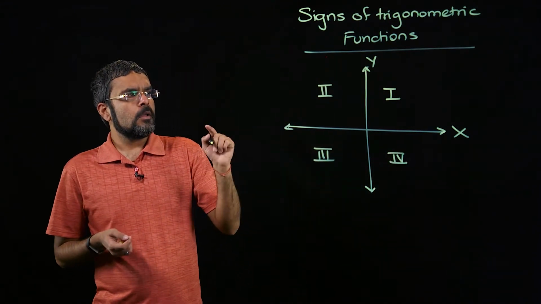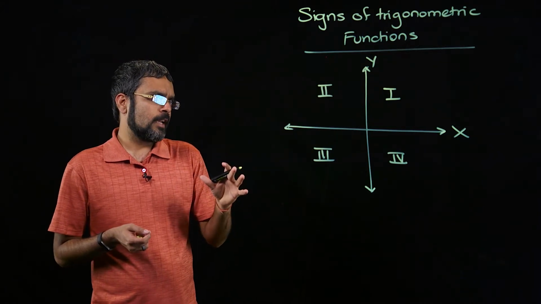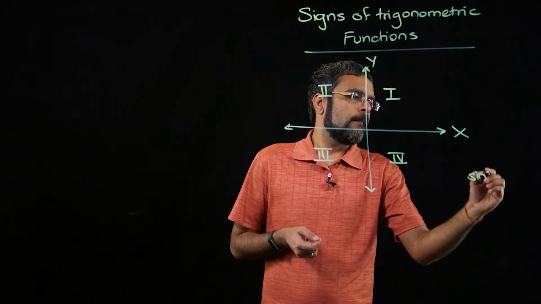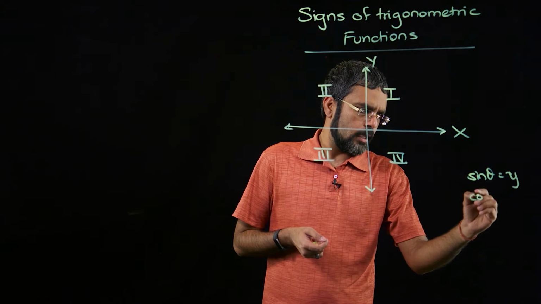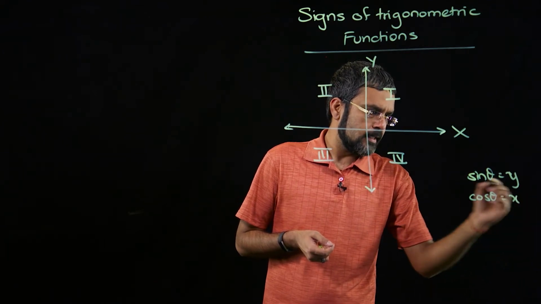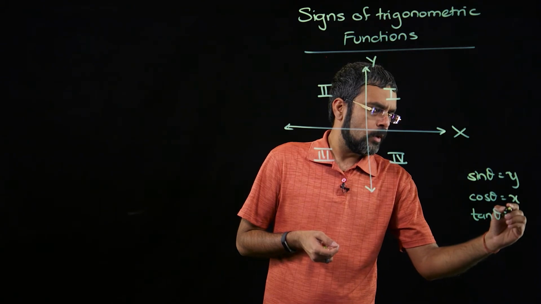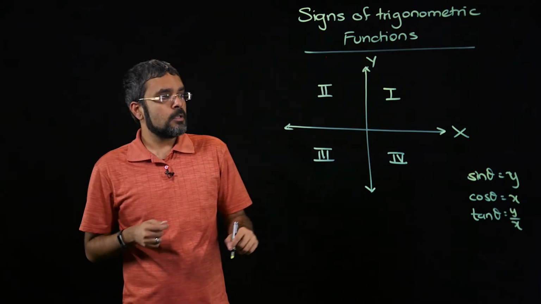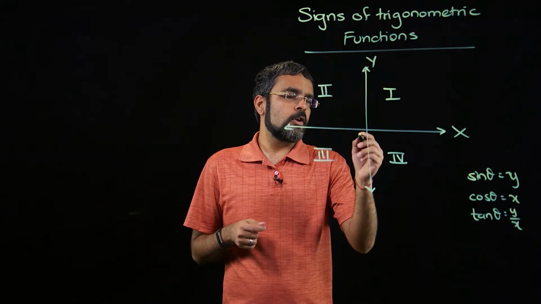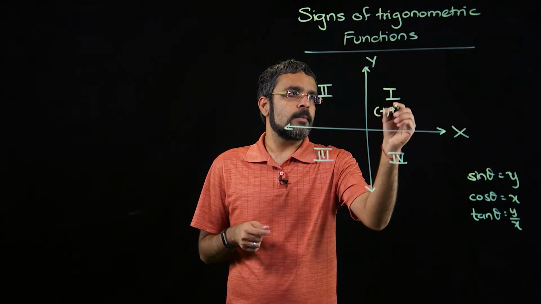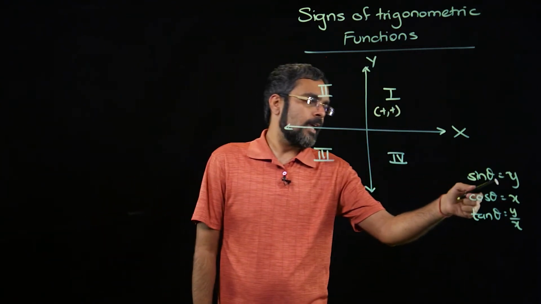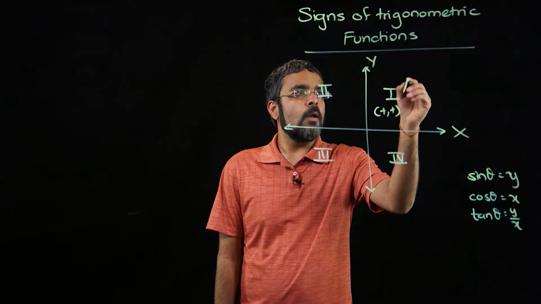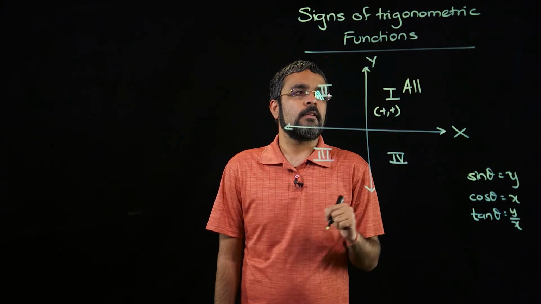Okay. Now think about your sine and cosine for a second. If you looked at your unit circle, your sine was y and your cosine was x and tangent was y over x. Okay, so let's keep that in mind for now. So in the first quadrant, what do we notice? We notice that in the first quadrant, x and y both are positive. Both my coordinates are positive, which means sine is going to be positive, cosine is going to be positive, and tangent is going to be positive. So basically, all my functions are going to be positive in this.